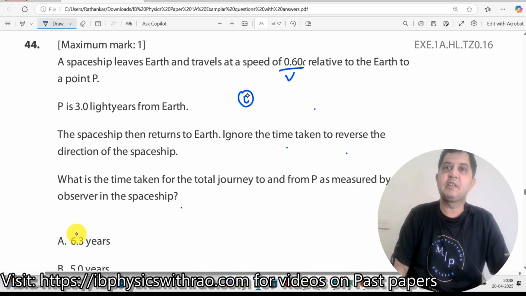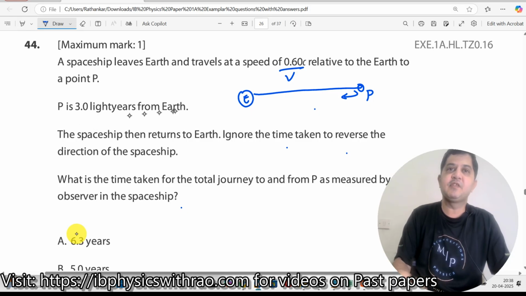So this is the Earth. The spaceship goes like this, goes to a point P, returns back. P is 3 light years from the Earth. The distance is here. The spaceship then returns to Earth. Ignore the time taken to reverse the direction.